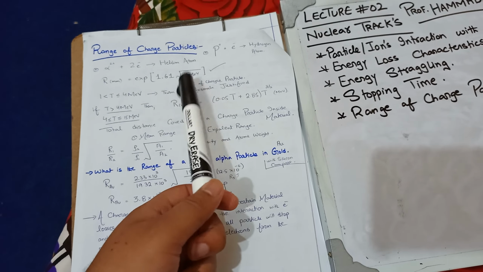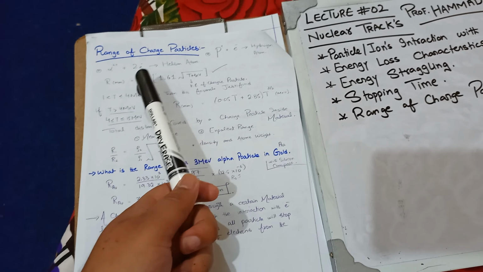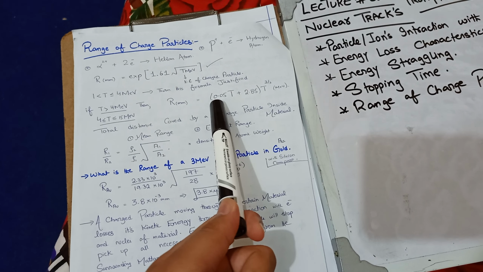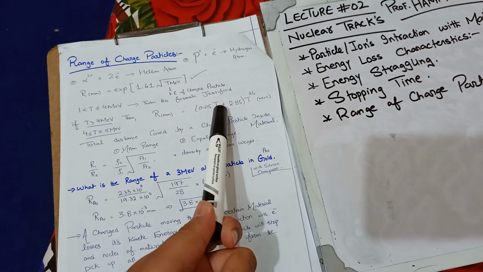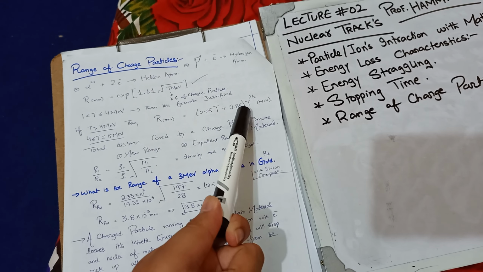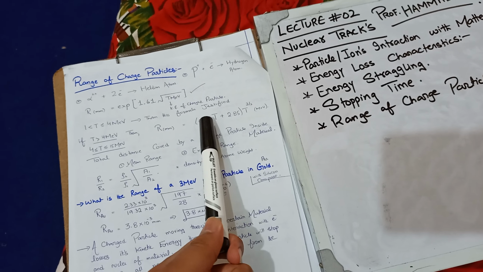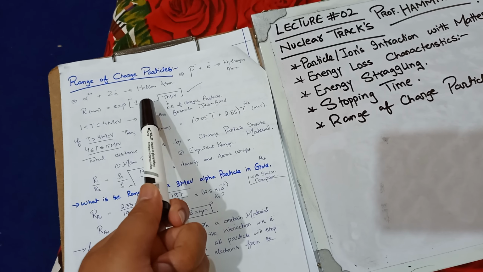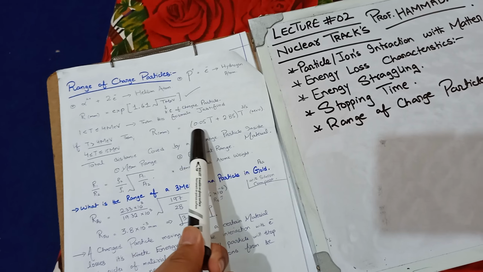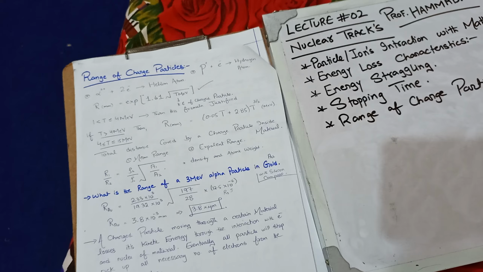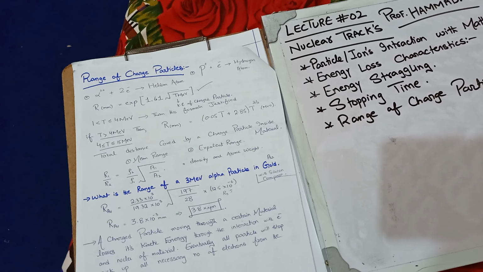Okay, so what if the energy is greater than 4 mega electron volts and smaller than 15 mega electron volts? A new formula: 0.05 T, where T is the kinetic energy of the charged particle, plus 2.85 multiplied by T to the power 3 by 2, in mega electron volts. These are the two formulas for finding the range of a charged particle. This one is when your energy is between 1 to 4 mega electron volts, and this one is when the energy is between 4 to 15 mega electron volts. Okay, understood?